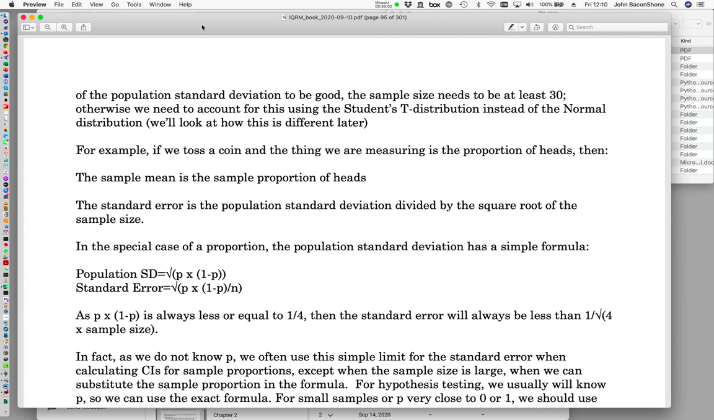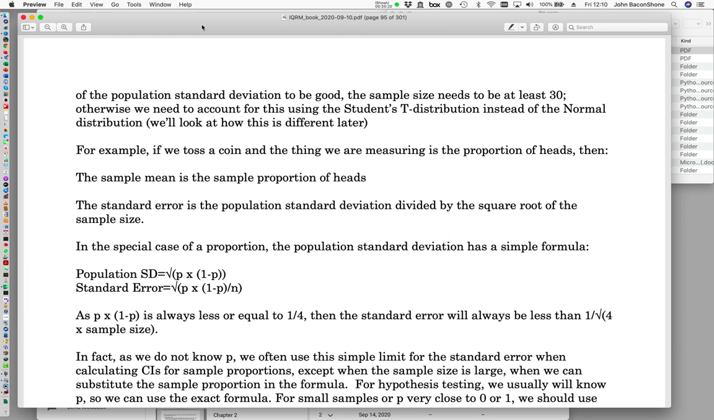So, for example, if we come back to our coin tossing and the thing we are measuring is the proportion of heads, then the sample mean is the sample proportion of heads. The standard error is the population standard deviation divided by the square root of the sample size.